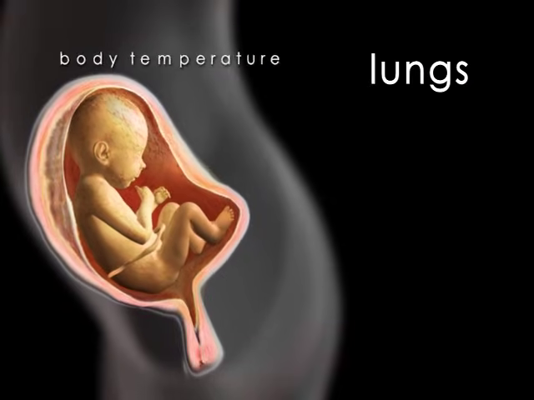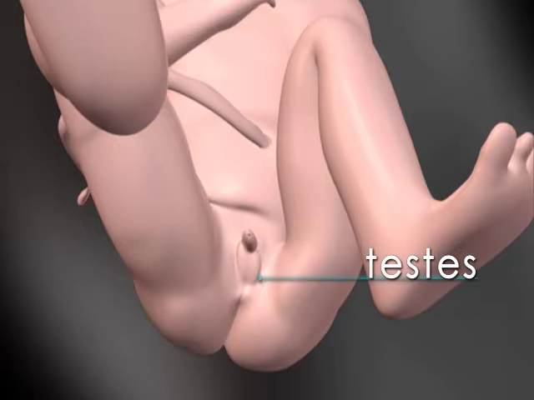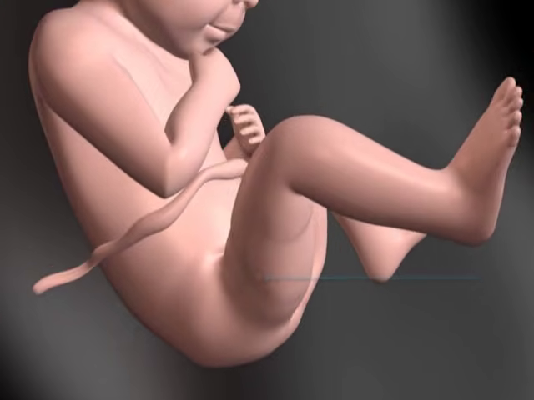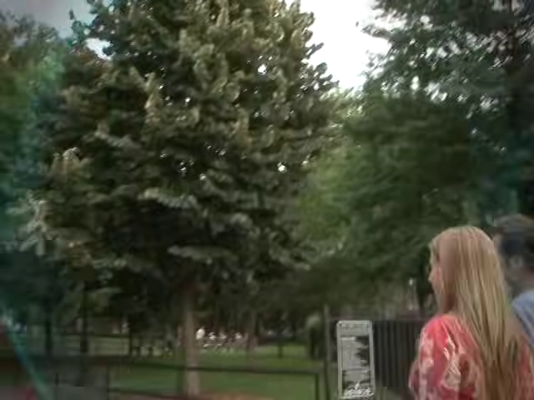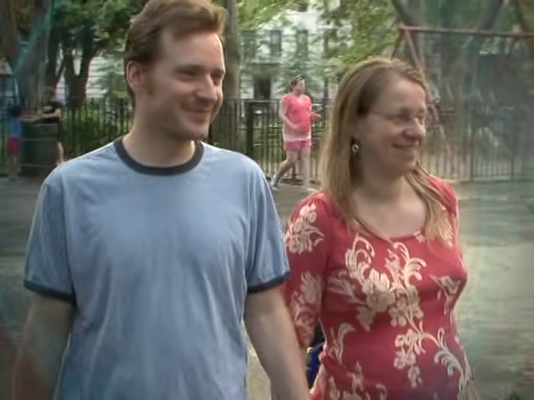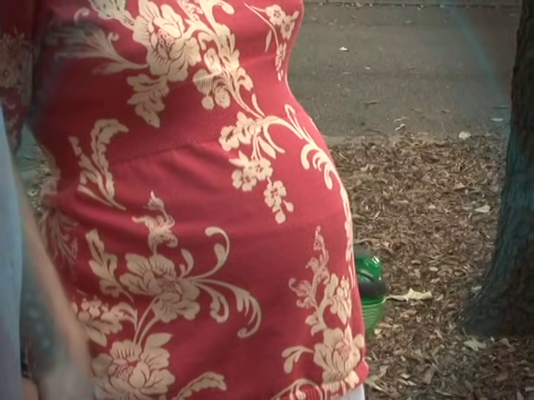The lungs continue to mature. In male fetuses, the testes, which have been inside the body, begin to descend into the scrotum. There is rapid weight gain and growth in size. The pregnant woman, who may not have gained much weight during the first 2 trimesters, blossoms. Her abdomen protrudes as the fetus grows larger and larger.